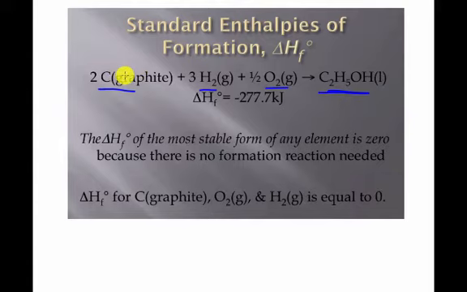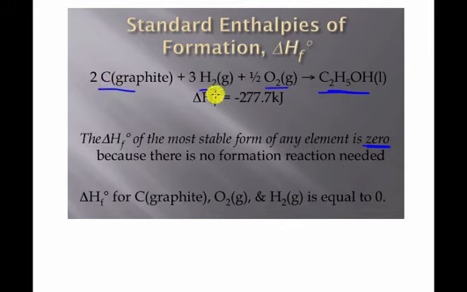But the elements are going to be set at 0. It's kind of like the elements are set as the building blocks for all of our compounds, and we're going to establish them as 0. So the most stable form of any element is going to be 0 for its change in enthalpy, because it's already formed. We don't have to form it. We don't need any energy to form something that's already formed. So our elements are kind of like the baseline.